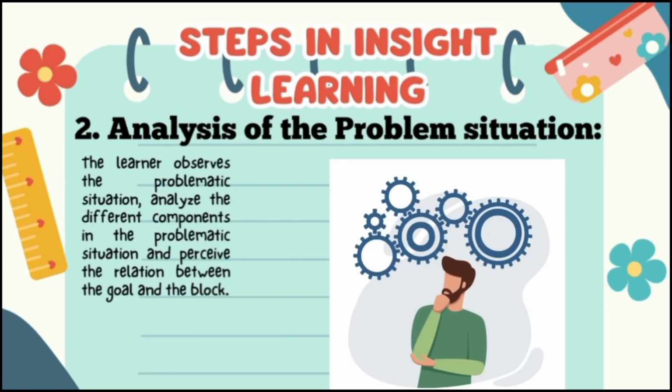Second, we have the analysis of the problem situation. So, the learner examines the situation carefully. They observe the parts of the problem and look for connections between the goal and the barrier. For example, a person wants to go out but cannot find their keys.